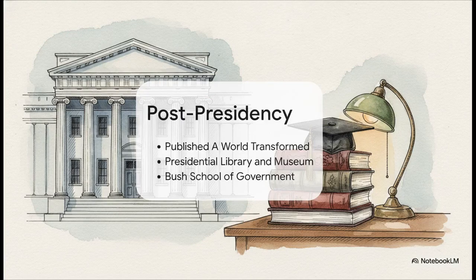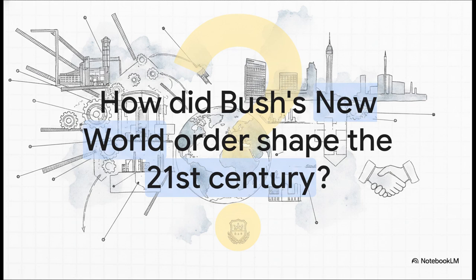But beyond the family name itself, his post-presidency was heavily defined by education and preserving history. He co-authored A World Transformed, published his letters in a collection called All the Best, established his presidential library, and founded the Bush School of Government and Public Service at Texas A&M. He really wanted to ensure that future generations could study the exact mechanics of leadership and diplomacy that he practiced over his entire lifetime.